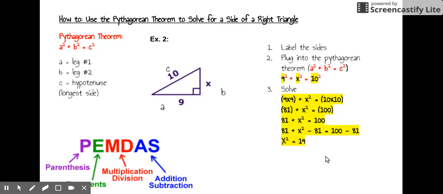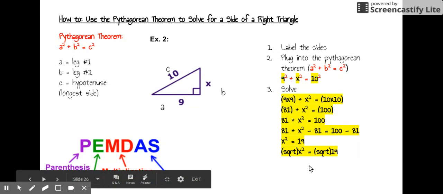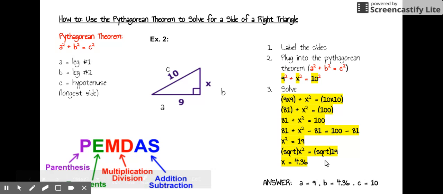So from here, this is the same thing as last time. We have to find the square root of the variable x to get it to where it's just x equals the value. So we find the square root of x squared, which is x, is equal to the square root of 19. When you find the square root of x squared, you get x, and when you find the square root of 19, you get x is equal to 4.36. For that number, I did round to the nearest hundredth. It was a pretty long number, so I didn't want to type it all out. So A is equal to 9, B is equal to 4.36, and C is equal to 10.